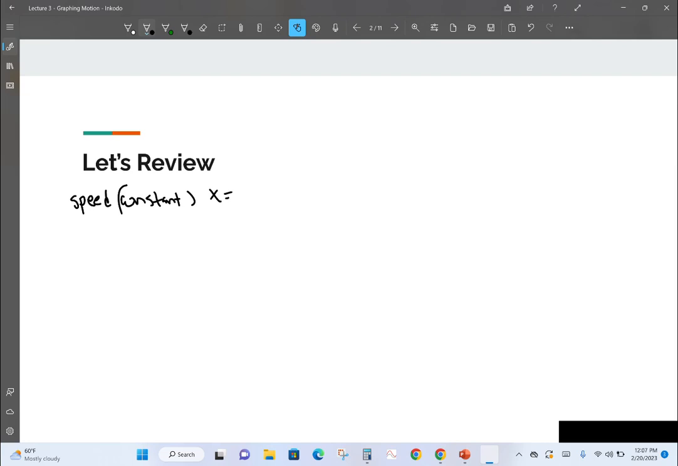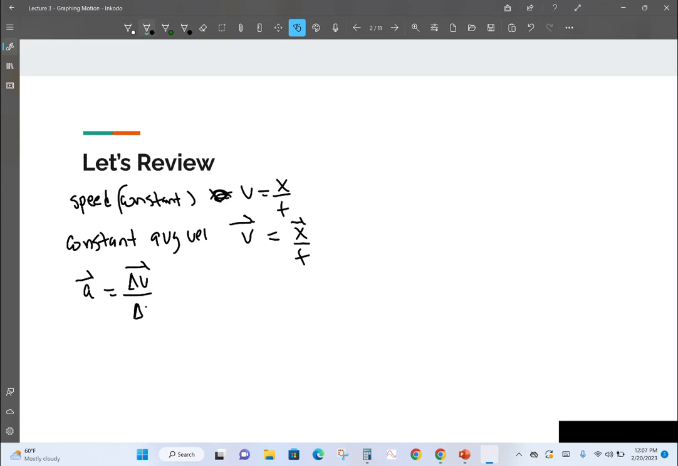The average speed is equal to the total distance all over the total time. For constant average velocity, we're going to put an average over there with a little arrow to denote that this is a vector. It's going to be the displacement all over the time. And then for acceleration, it is your change in velocity all over your change in time, or your final velocity minus your initial velocity all over the total time.